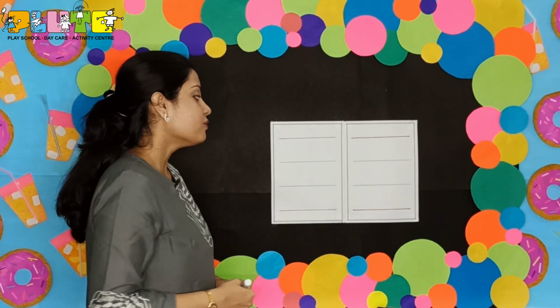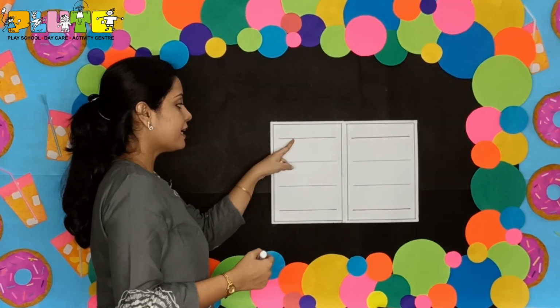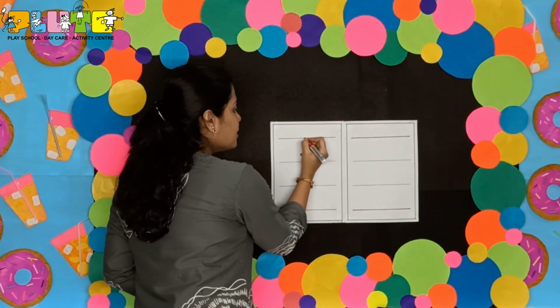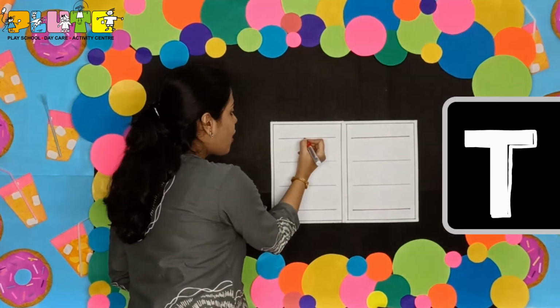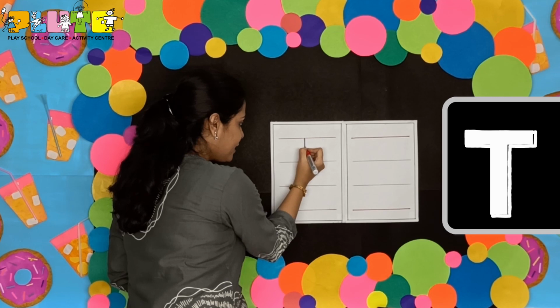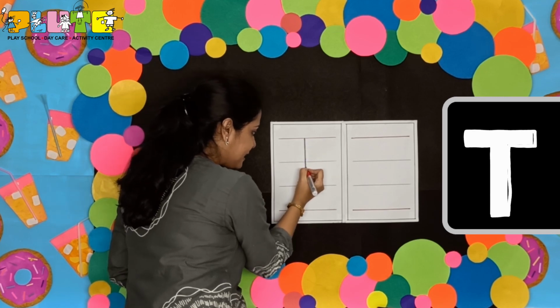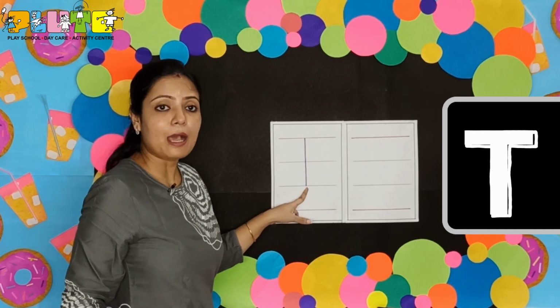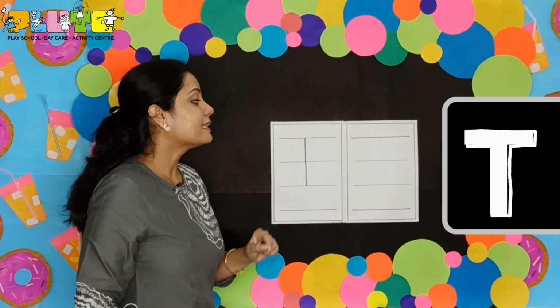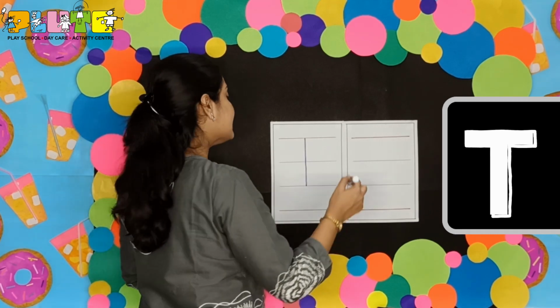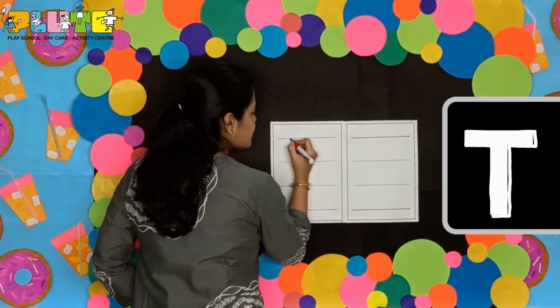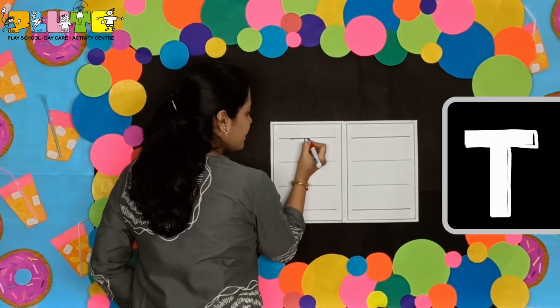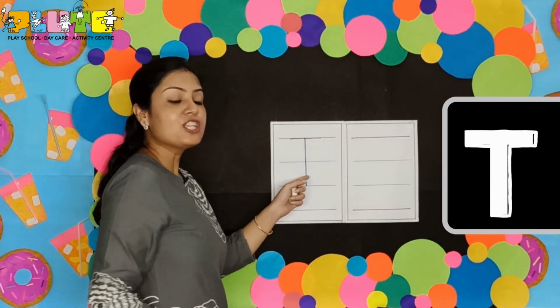The next 2 alphabets that I'll teach you using the standing and the sleeping lines are T and H. So first I'll show you how to write T. We will start with the first line. For writing T, I will draw a standing line crossing the 2nd line till the 3rd line. See, I have written up to the 3rd line. And then I am going to draw a sleeping line on the first line. Okay children? So this is T.